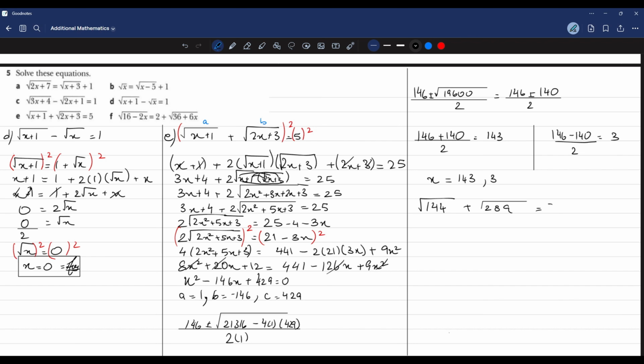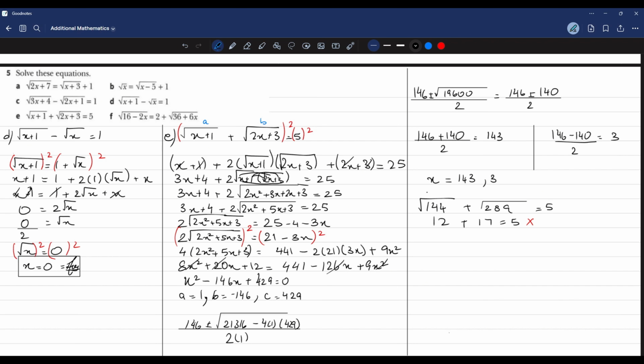So both of these should be equal to 5 for the value of x equals 143 to be correct. So what is the square root of 144? It's 12. And what is the square root of 289? Well, the square root of 289 is equal to 17. So 12 plus 17 is not at all equal to 5. So this is incorrect.